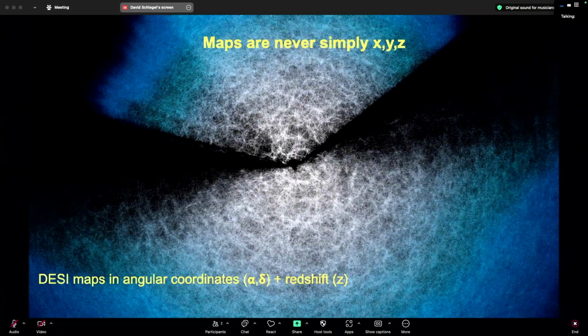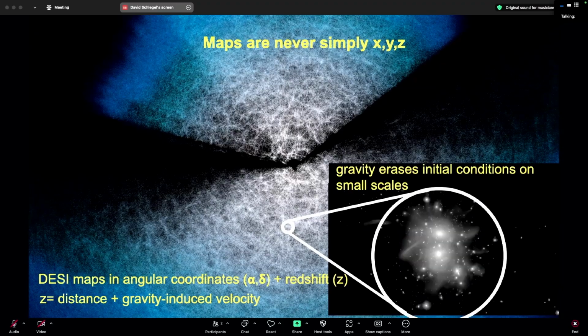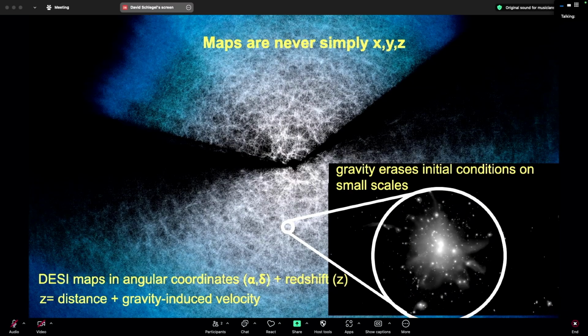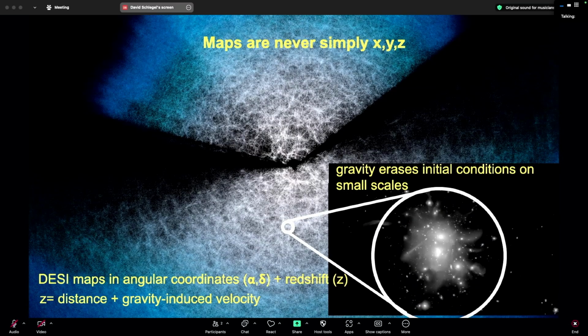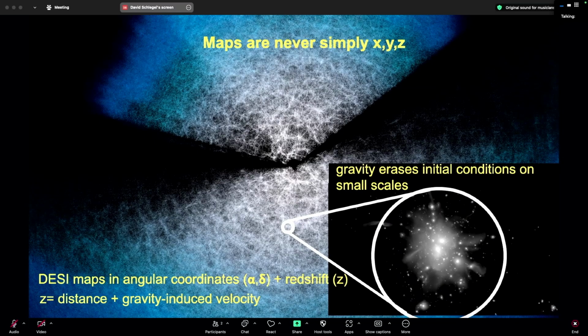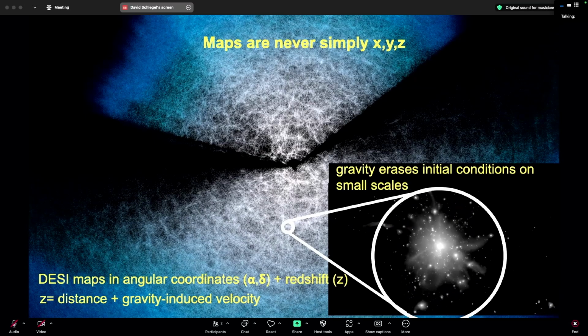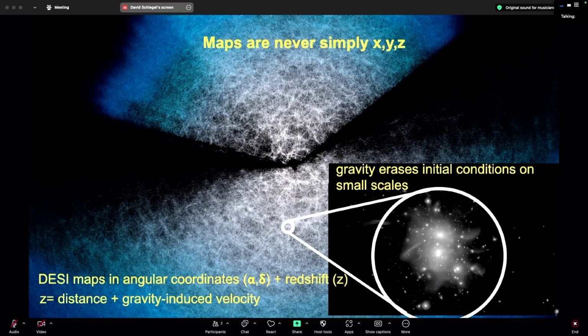So instead, in these galaxy maps, in general, what we're doing is making measurements of two angles on the sky, and then a distance, where we're not really measuring the distance, but we're measuring the redshift. And the redshift is a combination of the distance plus a velocity along your line of sight just from that galaxy's motion, which we think would be induced by the gravity field, so the gradient of the potential field. So those are the maps that we're making.